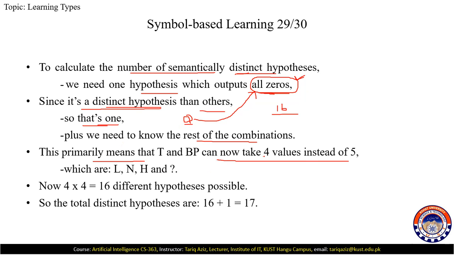Now we are left with only four values, which are normal, low, normal, high, and question mark. If you multiply 4 by 4, then you will have 16 different hypotheses possible. So this one distinct hypothesis of all zeros plus 16, we get the 17 which we talked about. So now our total number of distinct hypotheses is 17. Dear students, this is how our concept space can be reduced to 17.